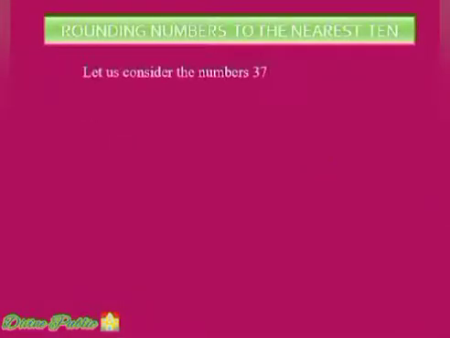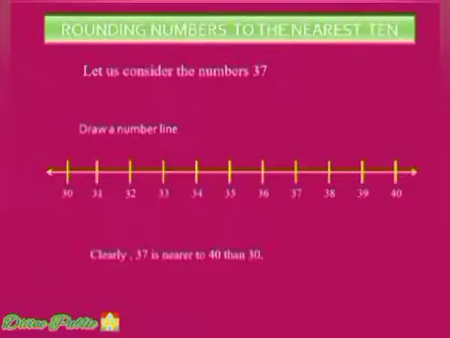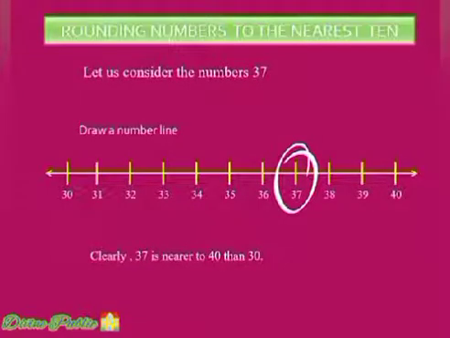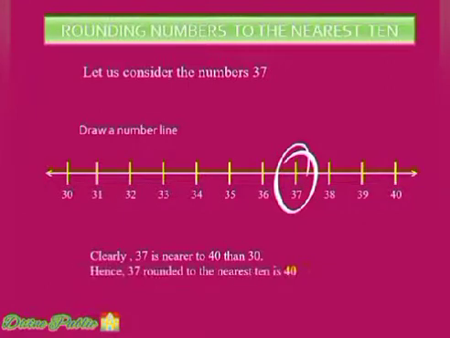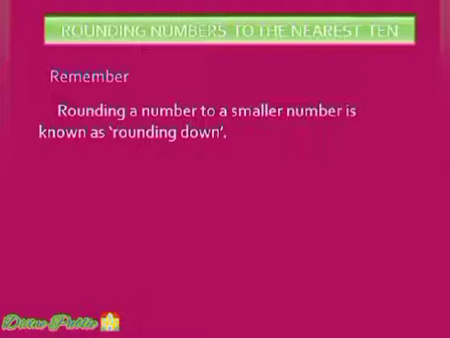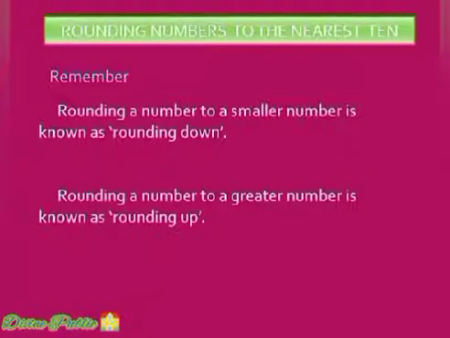Now, let us consider another number, 37. Again we have to draw a number line to estimate the value 37. With the help of this number line, it is clear that 37 is nearer to 40 than 30. So 37 rounded to the nearest 10 is 40. Remember, rounding a number to a smaller number is known as rounding down, whereas rounding a number to a greater number is known as rounding up.